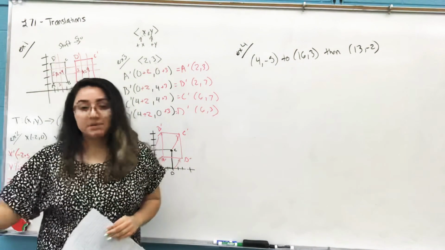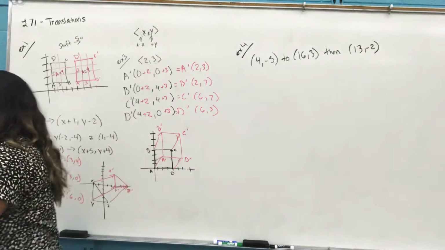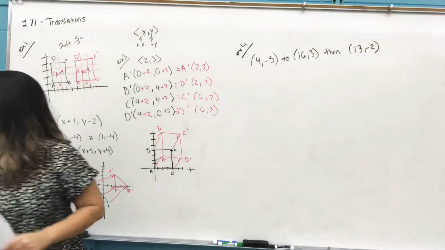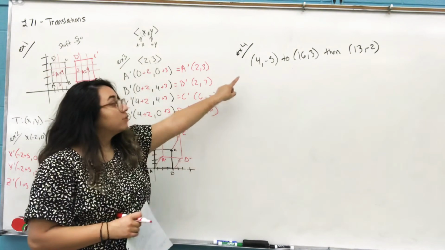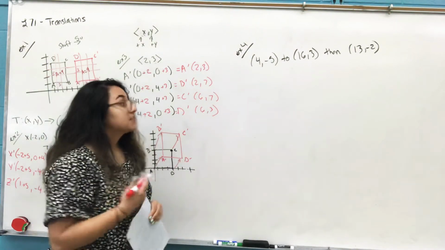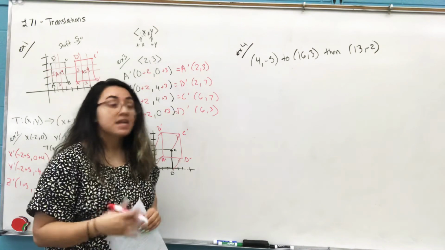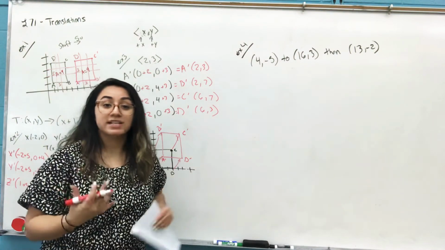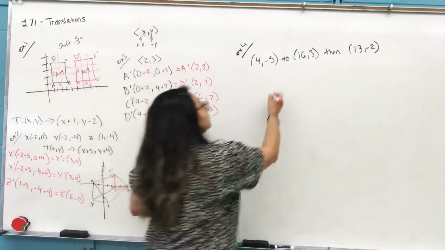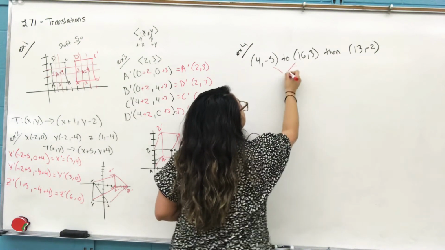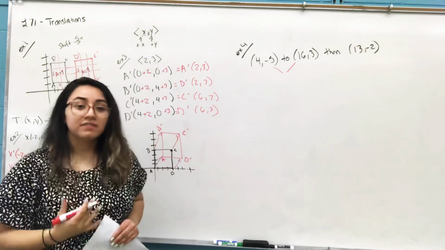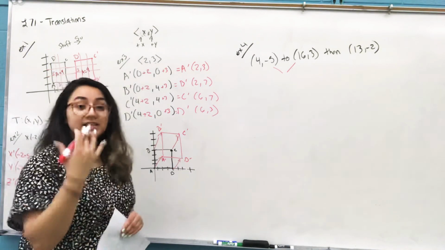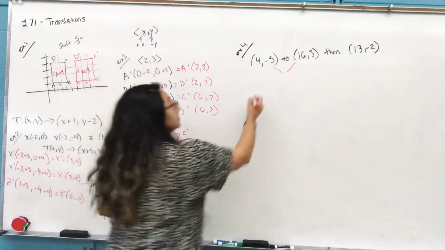So it's a word problem, example 4. That is page 474. Here it's saying we started from 4, -5, and we jumped to 16, 3. Then we jumped again to 13, -2. They want us to find the translation of each one. So what we're going to do, we're going to find the translation of the first one here. To find the translation of each one, you subtract the first one from the second one. So I'm going to put my vectors.